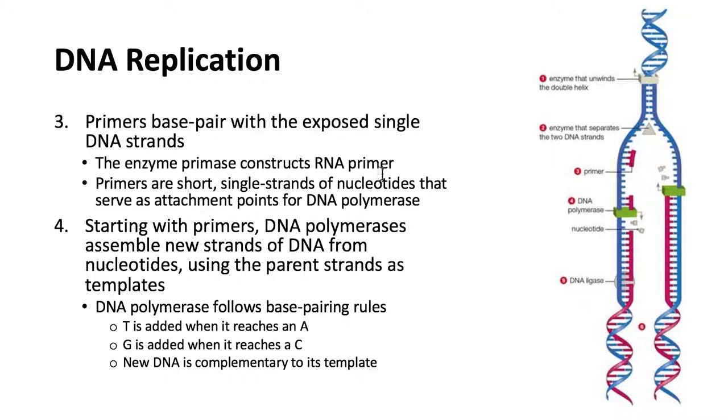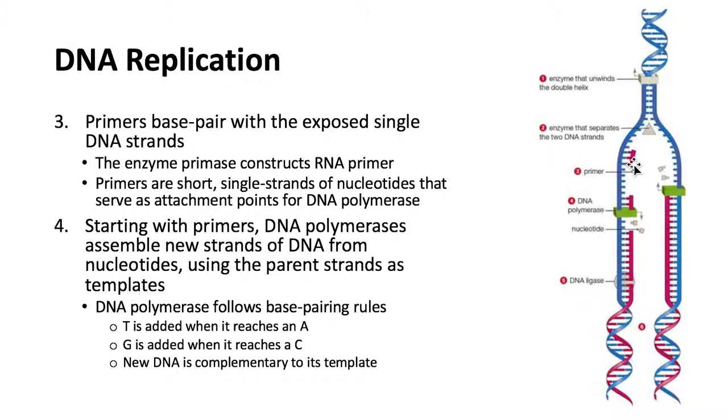The next thing that happens is something known as a primer comes into play. And the primer is going to base pair with the exposed single DNA strands. And this primer is really necessary. It's made up of RNA, which we'll look at later. Primer is a short single strand of nucleotides, and it's going to allow the DNA polymerase, the main enzyme for DNA replication, to attach. So you need this primer to get the whole replication process started. So this primer is going to come in over here.